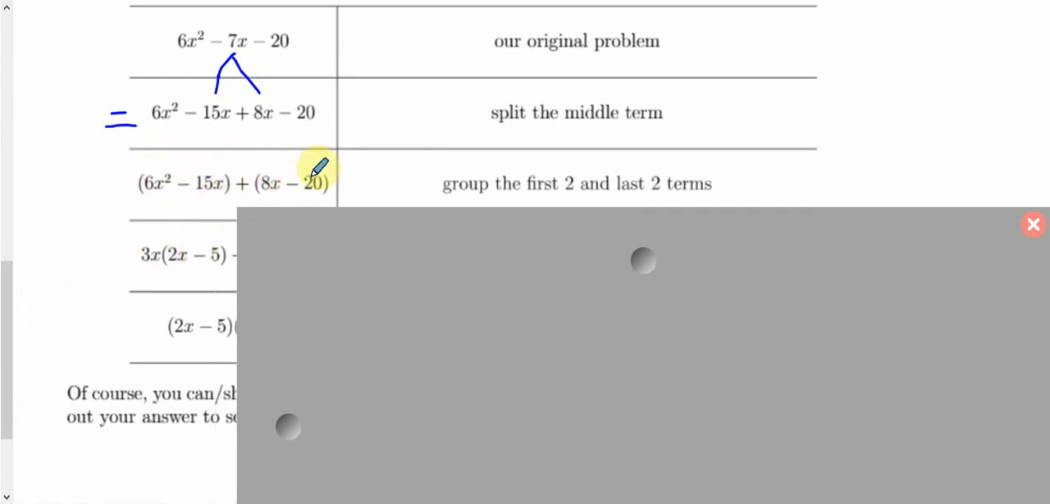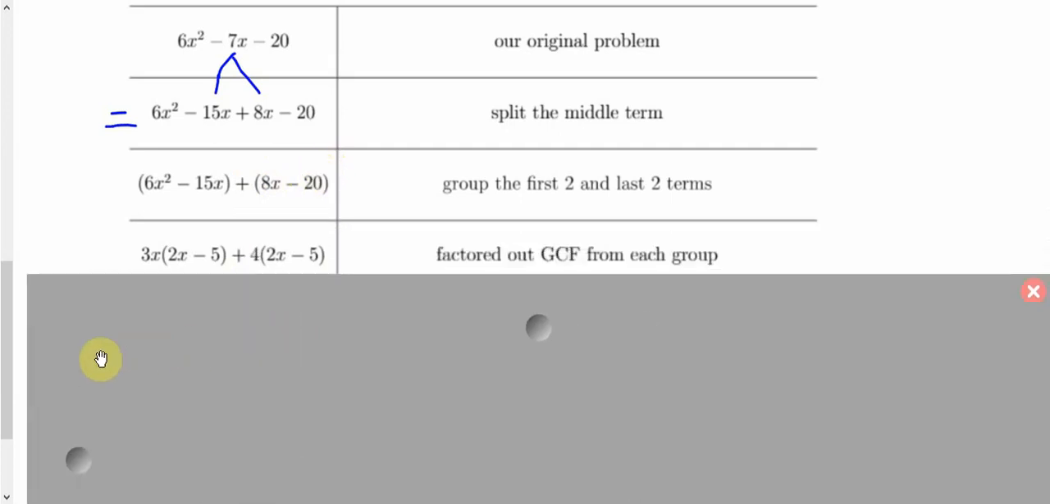Okay. Same thing here. Is there any number that will divide evenly into both of these? And the answer is 4. 4 divides into 8, and 4 divides into 20. Notice both terms don't have an x, so I can't factor an x out of this, so I can just factor 4 out. Now when I take 4 out of 8, 4 times 2 makes 8, so I leave a 2 here. And 4 times 5 makes 20, so I leave a 5 there. So we factor the GCF out of both groups, 3x and 4, and this is what we have.